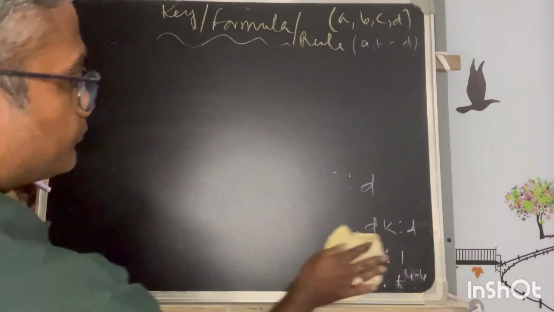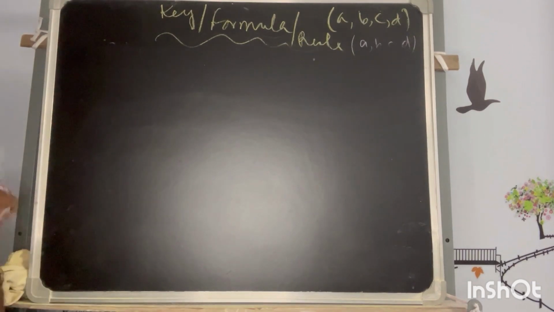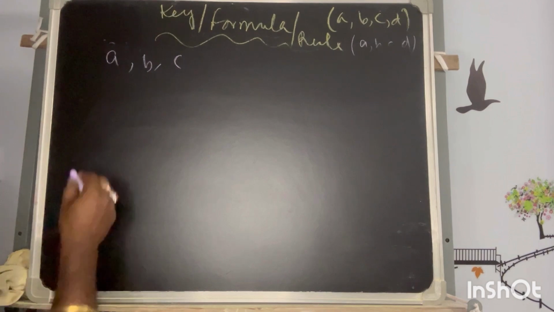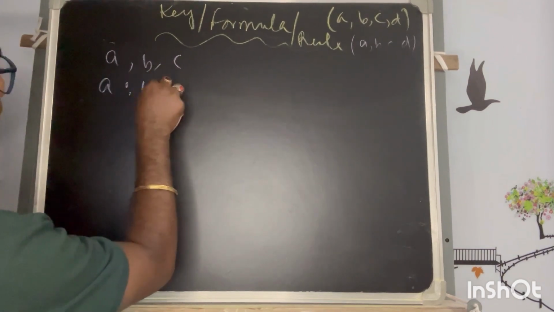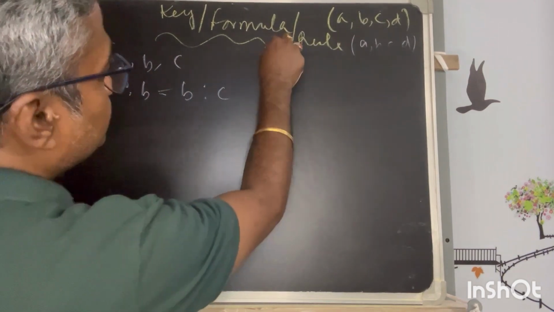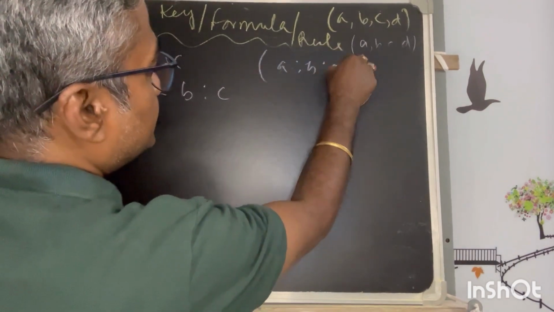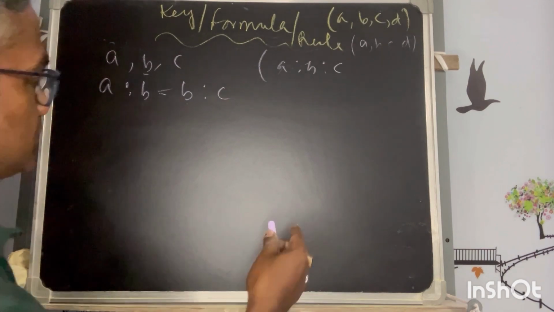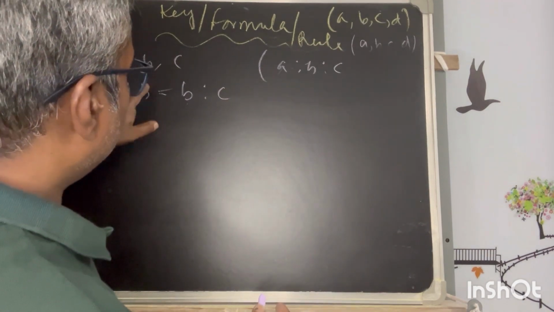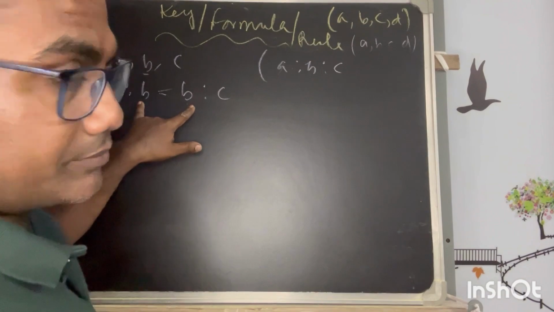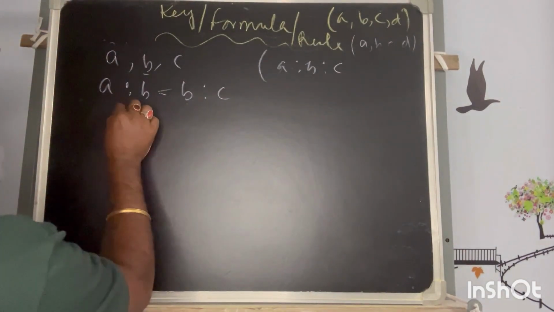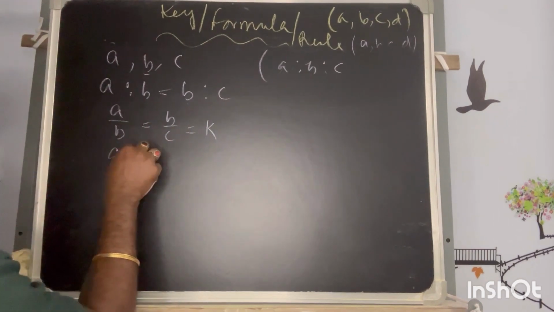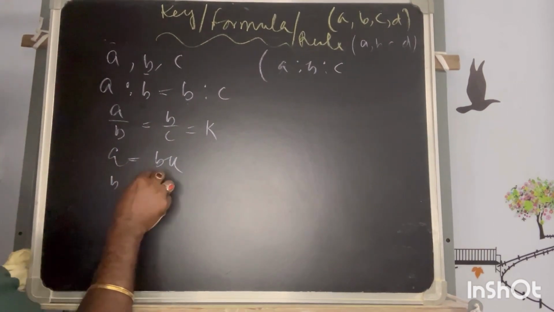So now let's say A, B, C are in continuous proportion. Then A is to B is equal to B is to C, or else you can say A is to B is to C are in proportion. That is also true because the means B and B are the same. That need not be multiple LCM because both the terms have the same LCM. So if this is the case, A by B is equal to B by C is equal to k. So A is equal to Bk and B is equal to Ck.